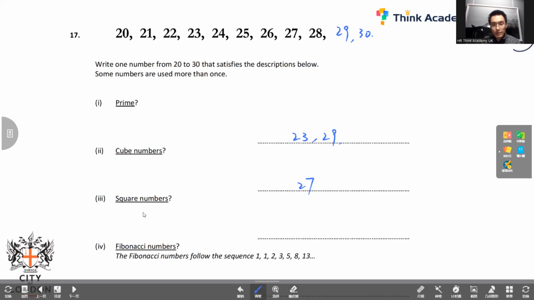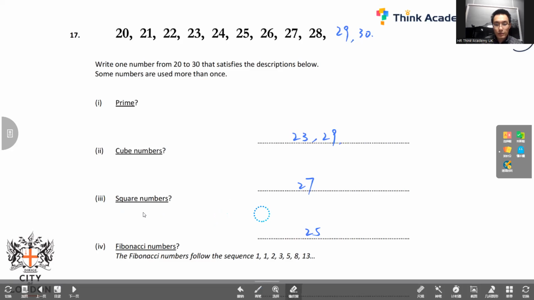And then for square numbers, there's only one, which is 25. Again, if you want to analyze, you can do 1 squared, and then 2 squared, 3 squared, 4 squared, and then finally the one that meets the question's requirements, 5 squared, 25. 6 squared is 36. It's more than 30, just 25.